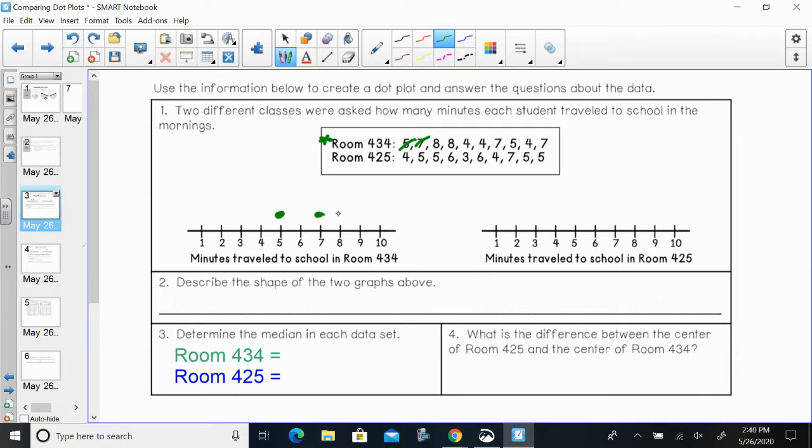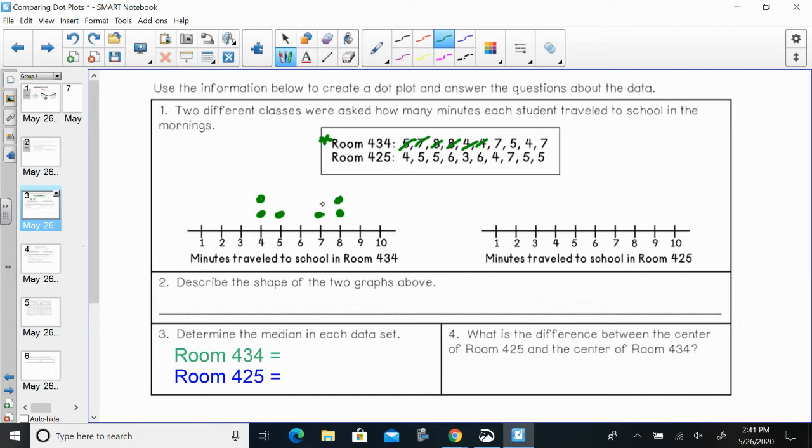Okay, then I've got an 8. And then I've got another 8. So if I have a second dot that's on that same unit, I just put it above the one that came before, so I'm stacking it. I've got a 4 and another 4. So again, you want them to be about the same height. So my second 4 is about at the same height as my second 8.